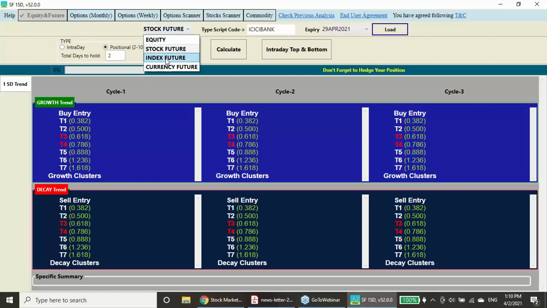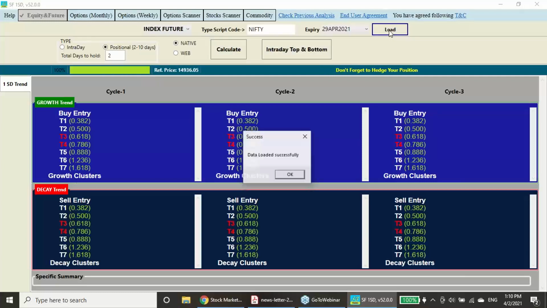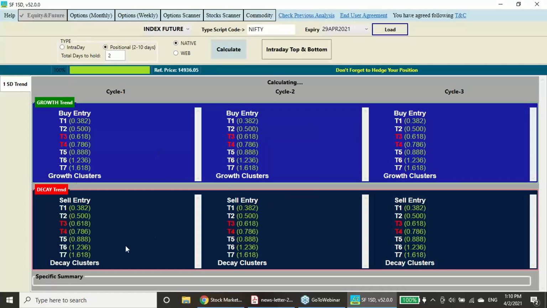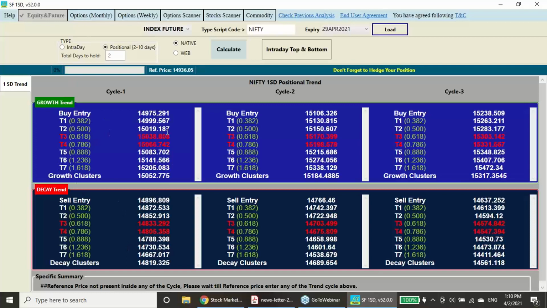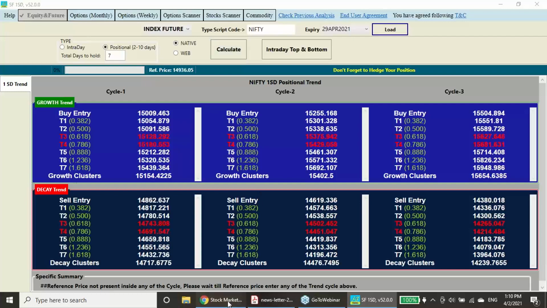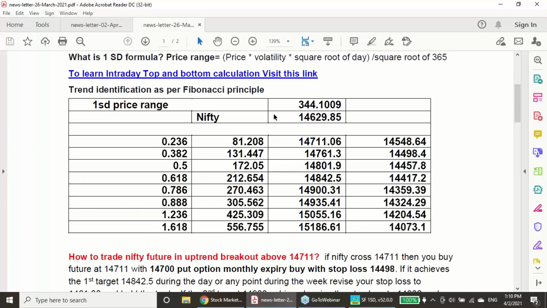So here I'm going for the index future. Same report we are going to see now. So we'll be just fetching the data and doing the calculations. So this will be the calculations for the coming week. However, we have given only 2 days. If I just give for the 7 days, I will get the weekly levels. So where we should buy and what will be our stop loss and targets, that we will be discussing. So before going to that, let us have a look at last week's levels.